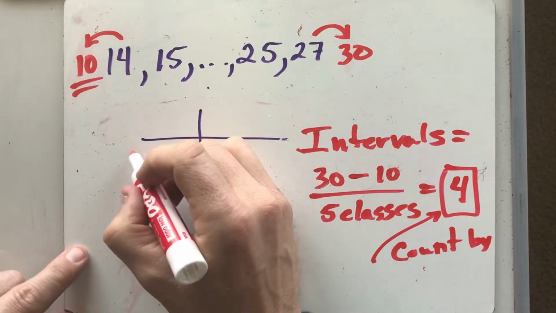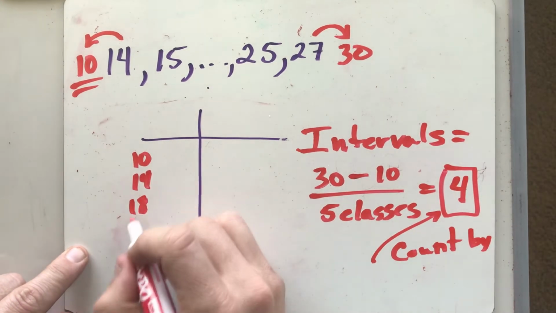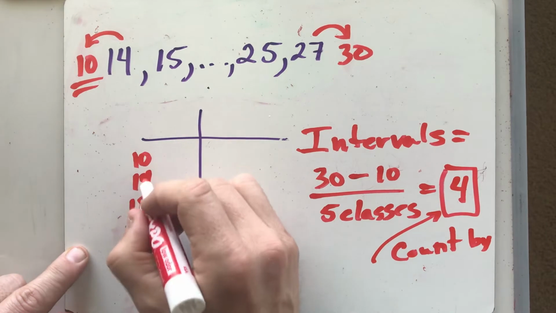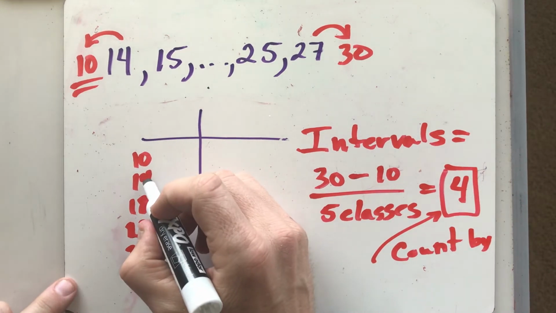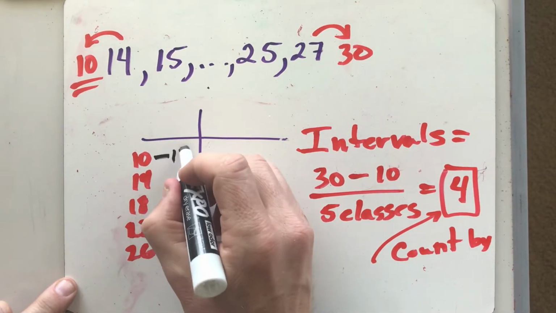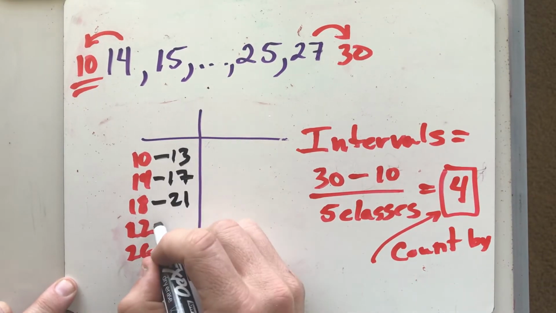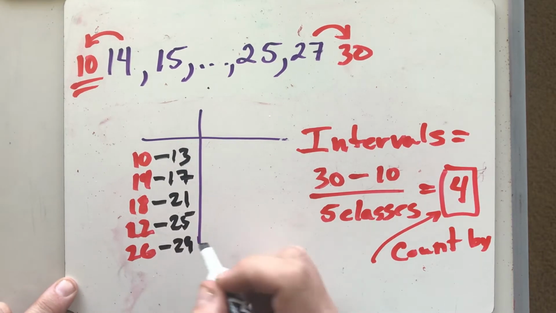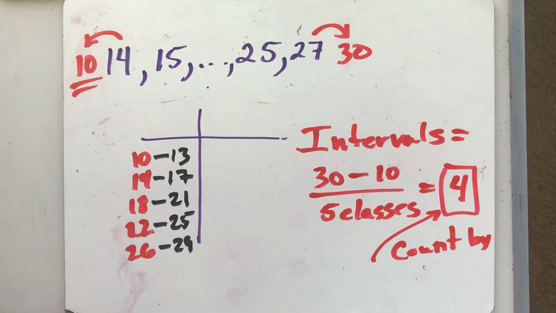So I go to my table and I start at 10, and when I count by 4s, it'll be 10, 14, 18, 22, 26, and that's 1, 2, 3, 4, 5. Now each of these intervals, when we say interval, has to have a starting value and an ending value. So my ending value happens before this number starts. So I need to go from 10 to 13, 14 to 17, 18 to 21, 22 to 25, and then 26 to 29.